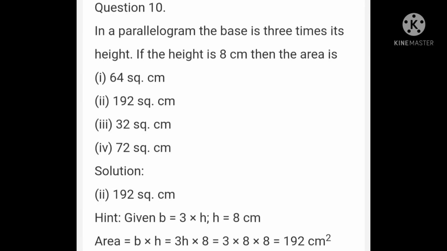Now come to the next one, 10th one. In a parallelogram, the base is 3 times its height. If the height is 8 centimeter, then the area is, you know the formula, area is equal to B into H.